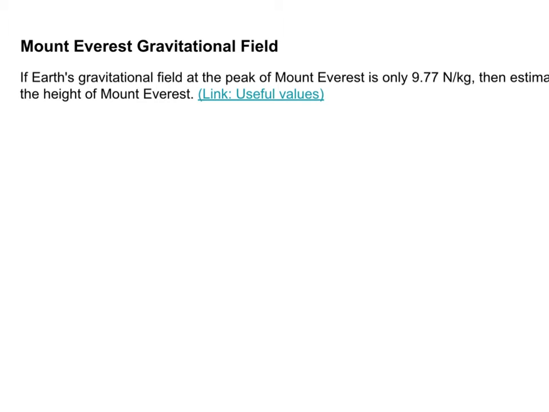So near the surface of the Earth, we've been using a value of 9.8 newtons per kilogram. However, Mount Everest, one of the highest places on Earth, we might not consider that totally near the surface of the Earth, so the value might be slightly less. So this question is saying it's about 9.77 instead of 9.8. So using that fact, we're going to try to estimate the height of Mount Everest using the gravitational field formula.